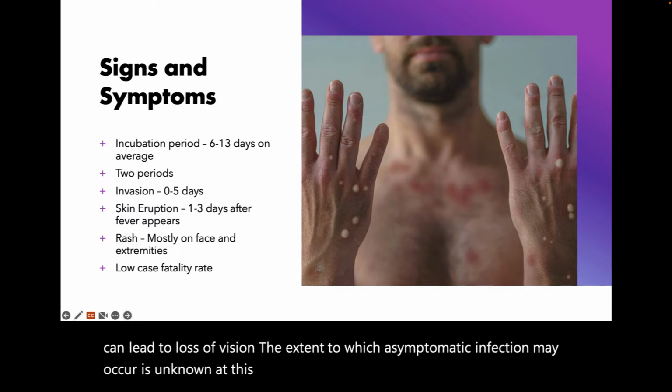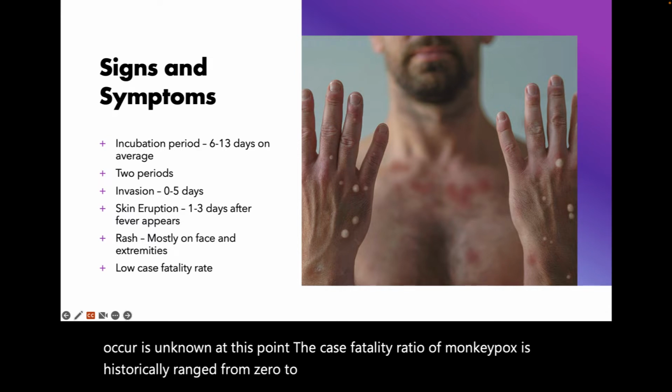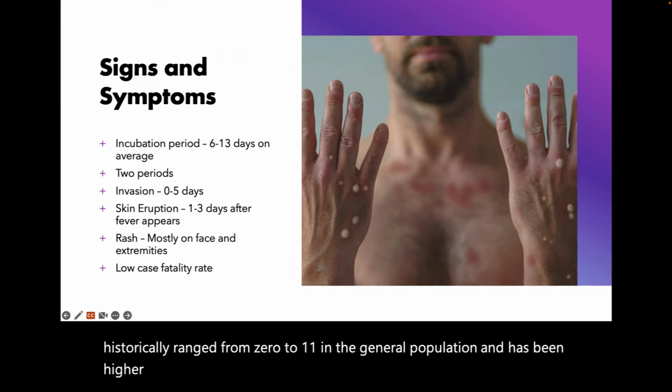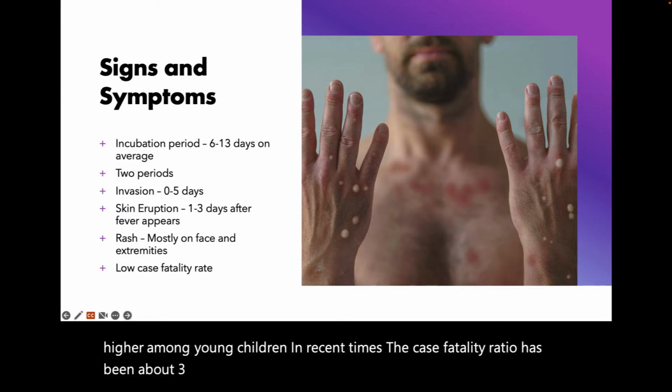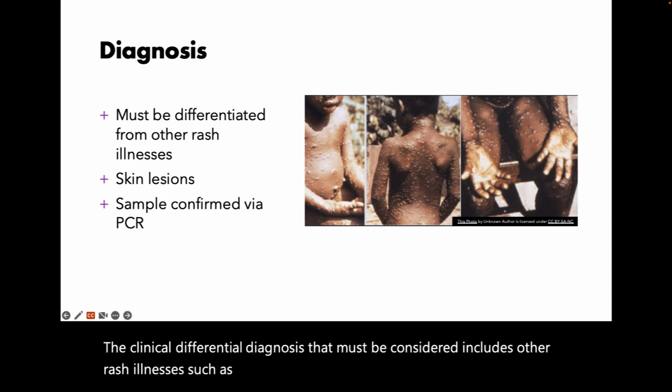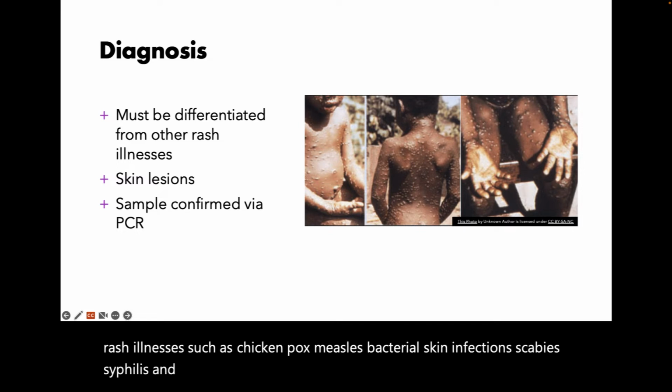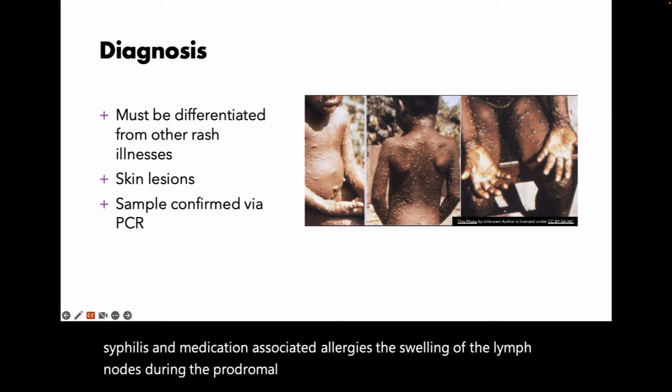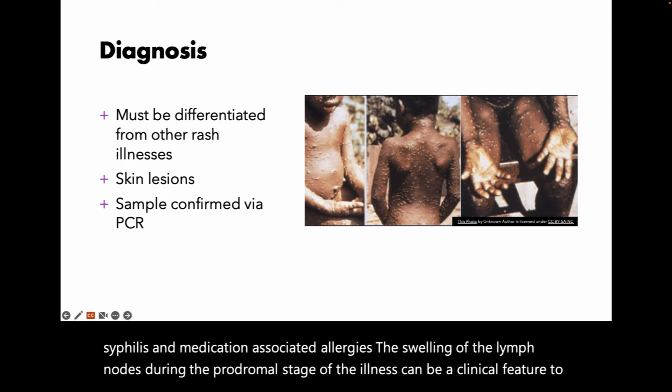The case fatality ratio of monkeypox has historically ranged from 0 to 11% in the general population and has been higher among young children. In recent times, the case fatality ratio has been about 3 to 6%. The clinical differential diagnosis that must be considered includes other rash illnesses such as chickenpox, measles, bacterial skin infections, scabies, syphilis, and medication-associated allergies. The swelling of the lymph nodes during the prodromal stage of the illness can be a clinical feature to distinguish monkeypox from these others.